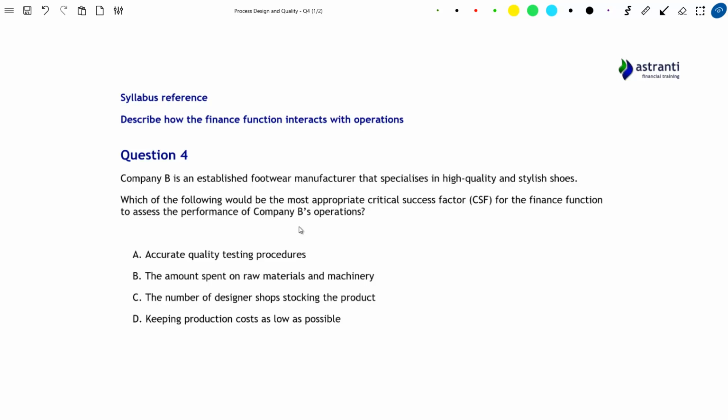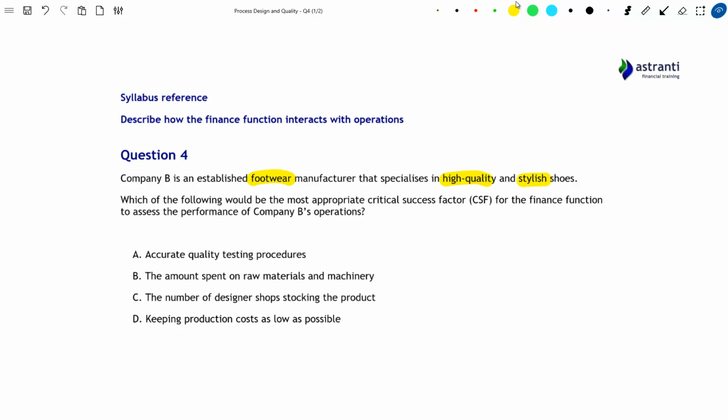Now we don't know what we're being asked to do yet because we haven't read the requirement line, but what it is good to do is mentally, or if you're practicing physically, highlight any details that might be relevant later. So we know they manufacture footwear and they try to make ones that are high quality and stylish.